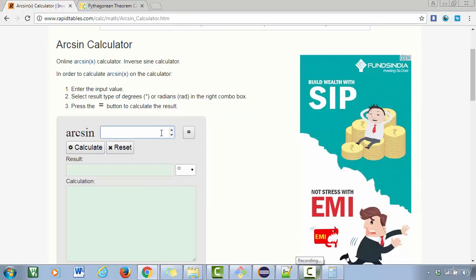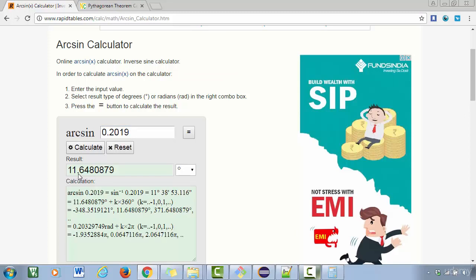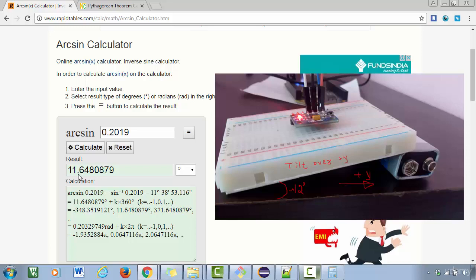So let's write 0.2019, hit calculate, and here it is. It is approximately equal to 12. My protractor is actually showing 12. Experimentally we got 11.6, which is very close to 12 degrees. So the answer we got from the experiment is very close to what we measured using the protractor.